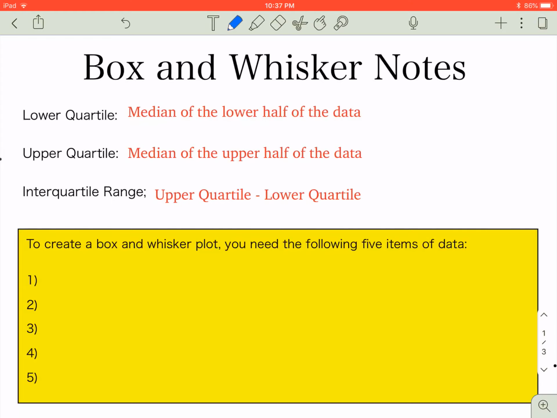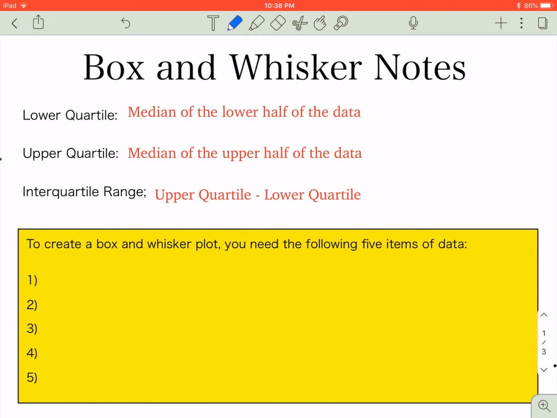A couple terms I want to review off the bat. The lower quartile is the median, or in other words the middle, of the lower half of the data. The upper quartile is the median of the upper half. And to find the interquartile range, we simply take the upper quartile number and subtract the lower quartile number. Just like when we find the range of a data set, when we take the biggest minus the smallest, it's the same thing, except we use the quartiles.